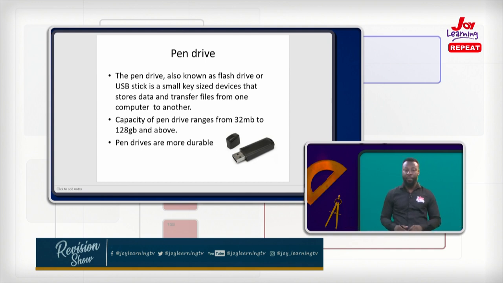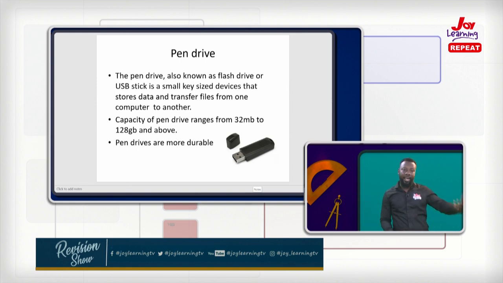Okay, now we also have the pen drive, or what we call the flash drive. When you come across pen drive or flash drive, they are one and the same thing. Now, the pen drive, also known as flash drive or USB stick, is a small key-sized device that stores data and transfers files from one computer to another. Now, let's look at the capacity. The capacity ranges from 32 megabytes to 128 gigabytes. That is big enough. It can contain a lot. Because I know most of your mobile phones are not even up to 128 gigabytes. So it can contain data of about 32 to 128 gigabytes and above.